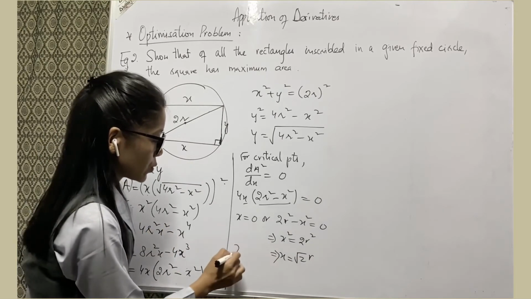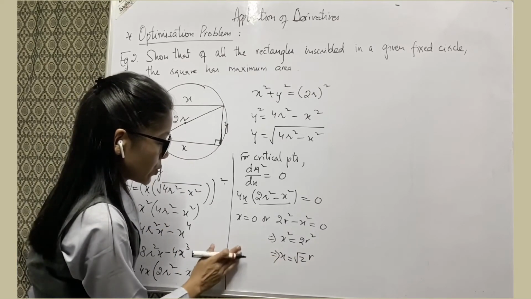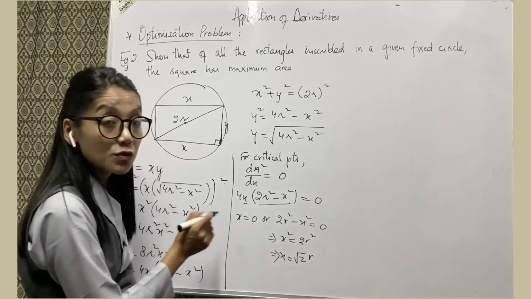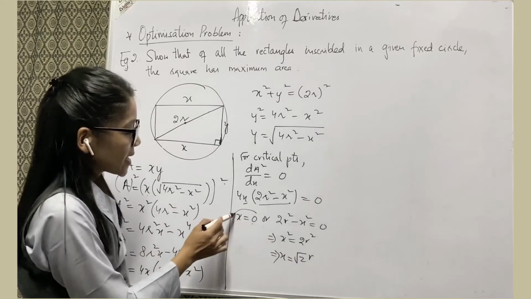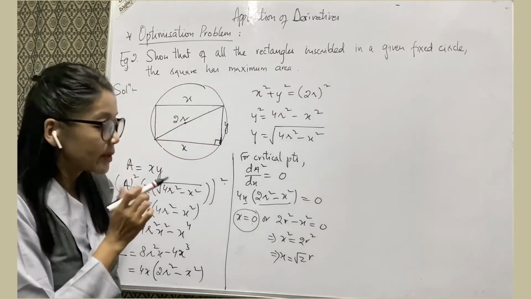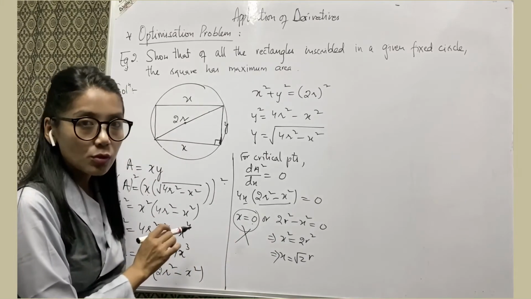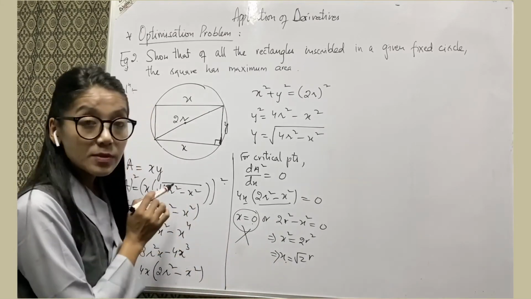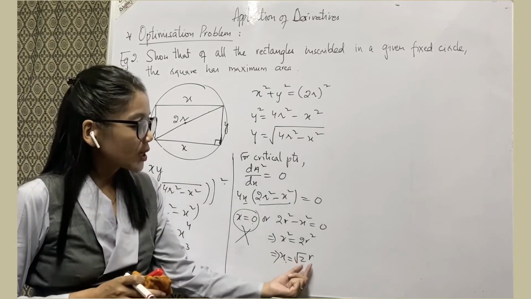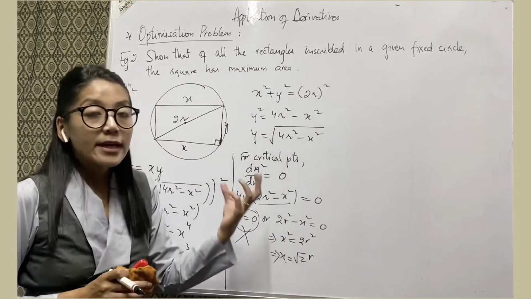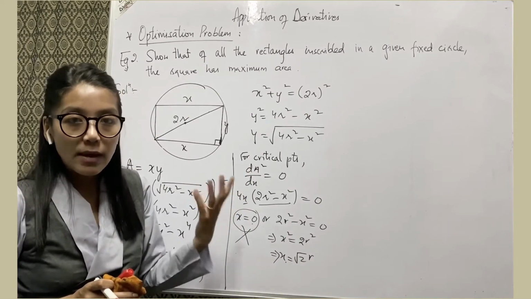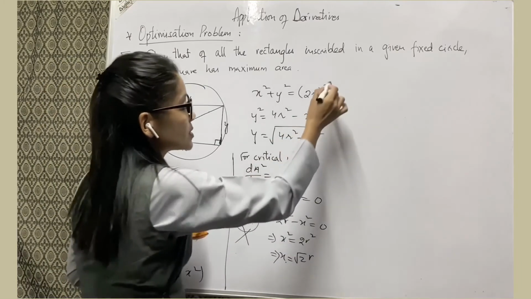So we get this value: either x is equal to 0 or x is equal to square root of 2 r. But x is the length of the rectangle, which cannot be 0. So this is the only possibility we have, which means when x is equal to square root of 2 into r, the area is either maximum or minimum. Now we have to show that it is maximum, so you will use the second derivative.